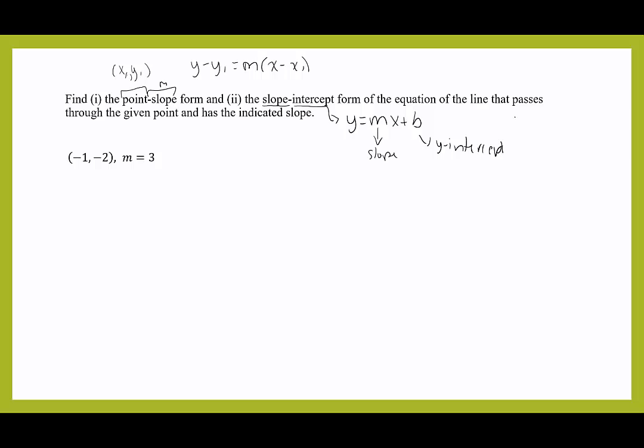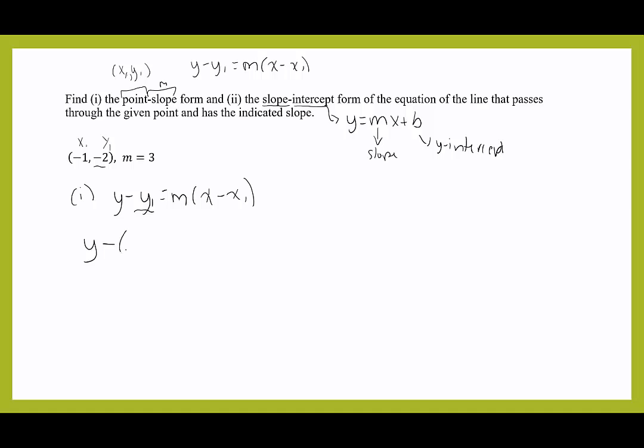We have a point on the line is -1, -2, and the slope is 3. So I'm going to label this. This is x1, y1, and m is already labeled. So to put it in point slope form, remember this is y minus y sub 1 is equal to m times x minus x sub 1. So I'm going to substitute in for y sub 1, and I'm going to substitute in -2.